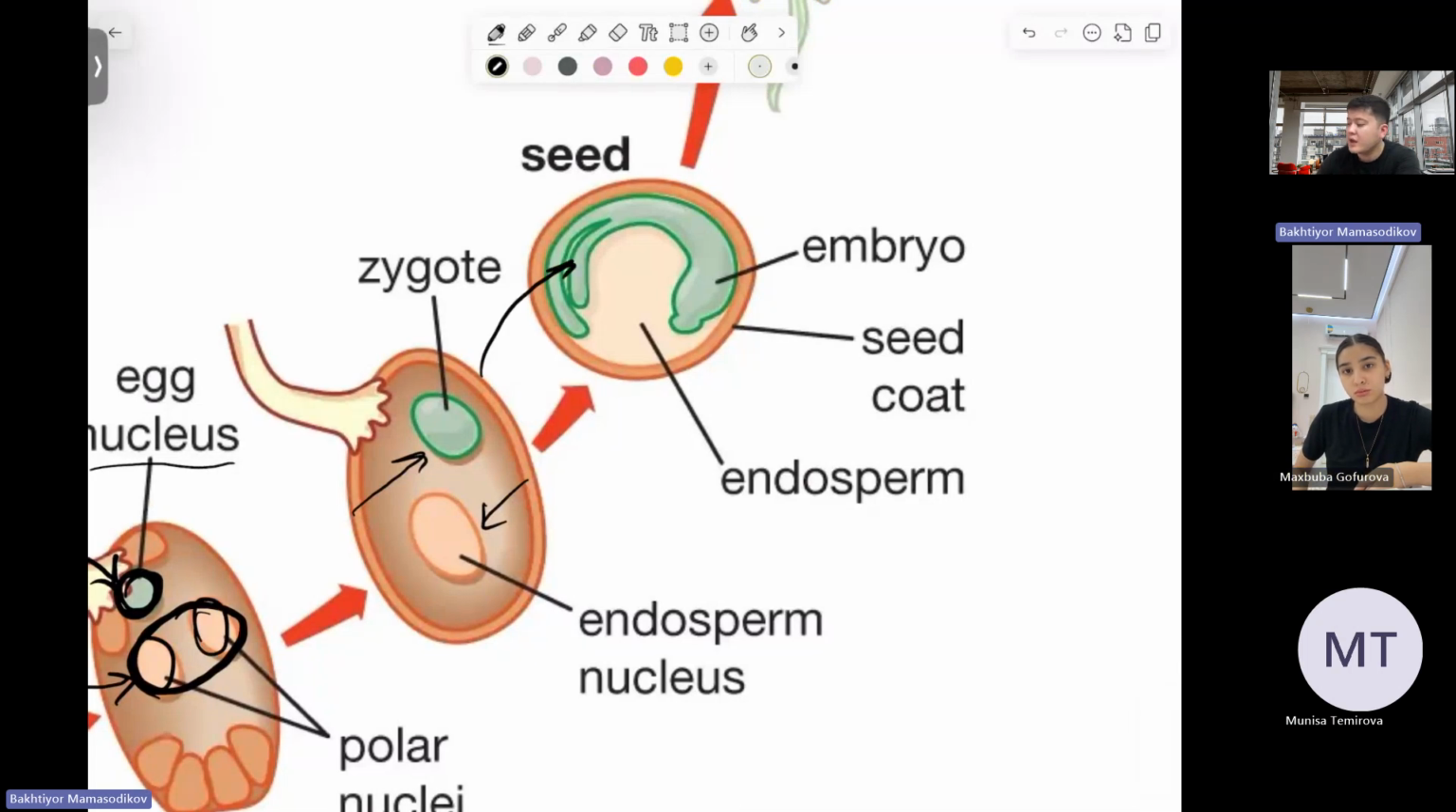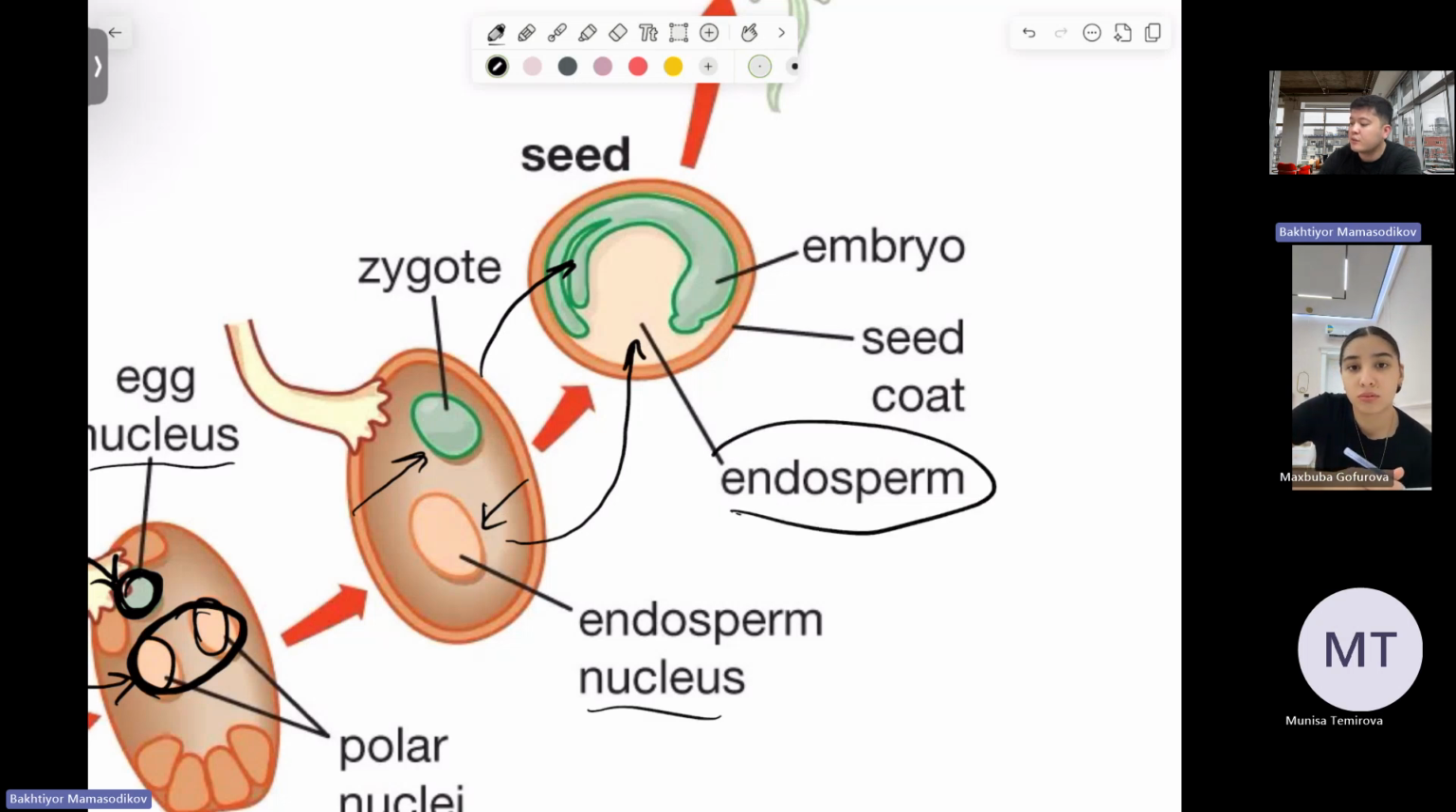Okay, and from the endosperm nucleus the endosperm will be formed. So what's endosperm?